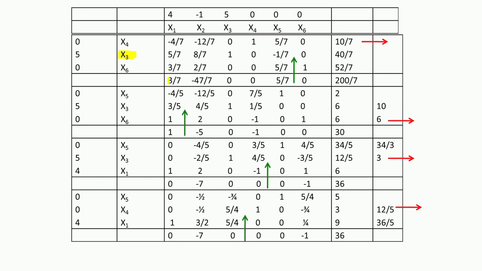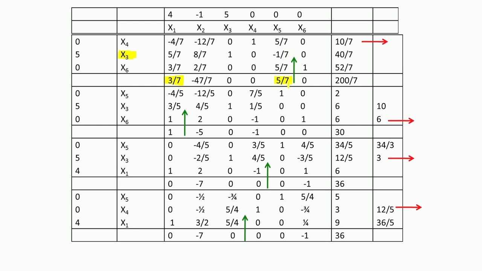So, we are interested in this positive Cj minus Zj. Now again we realize that in this iteration the primal is feasible. So 10 by 7, 40 by 7, 52 by 7 is feasible, and therefore we cannot do the dual simplex way, we will do only the simplex way by entering variable x5 into the solution.